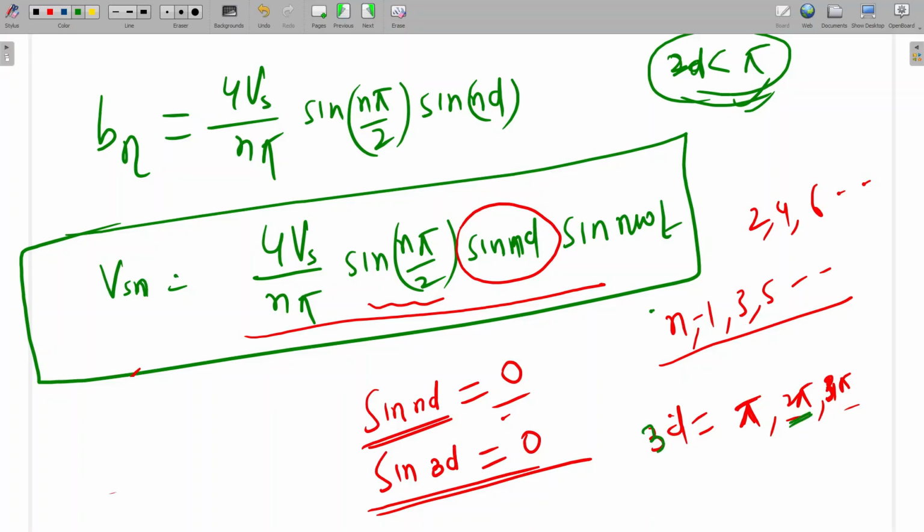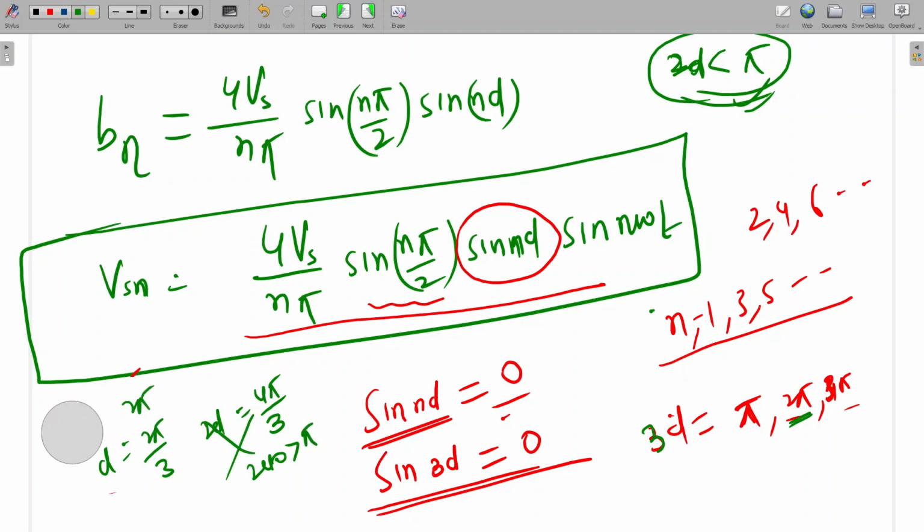So if I consider this 2 pi, let's say I'm considering 2 pi, pulse width 3d is equal to 2 pi. So 3d is equal to 2 pi means d will be 2 pi by 3 and 2d will be 4 pi by 3. But 4 pi by 3, how much? 240, greater than how much? Pi. So this is not acceptable.